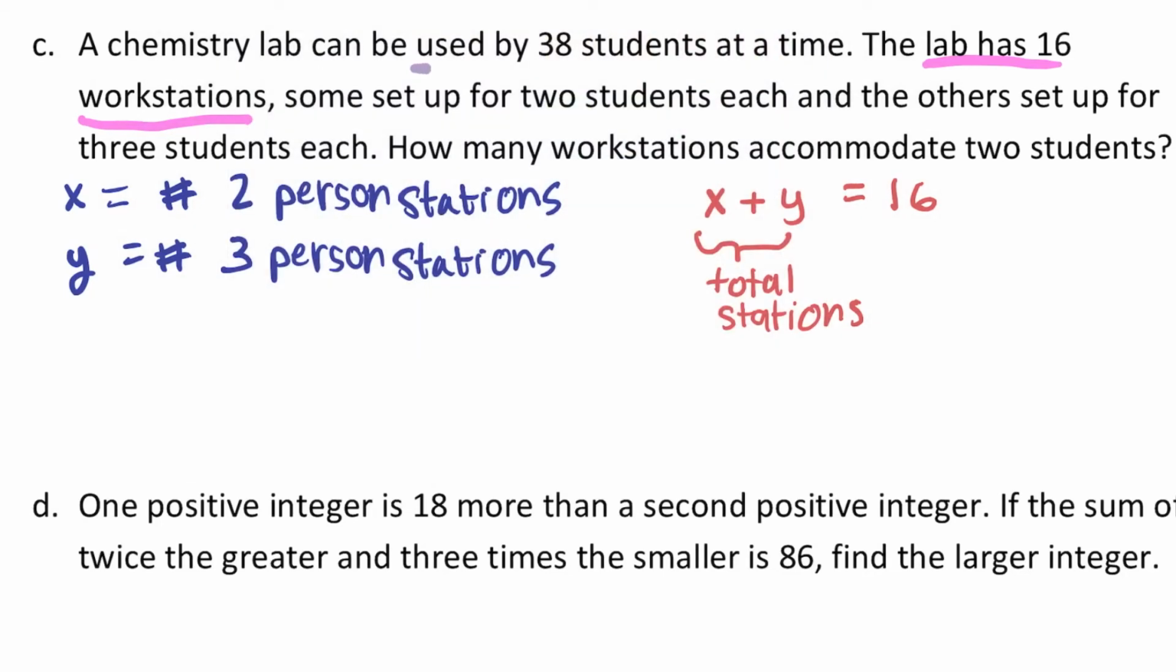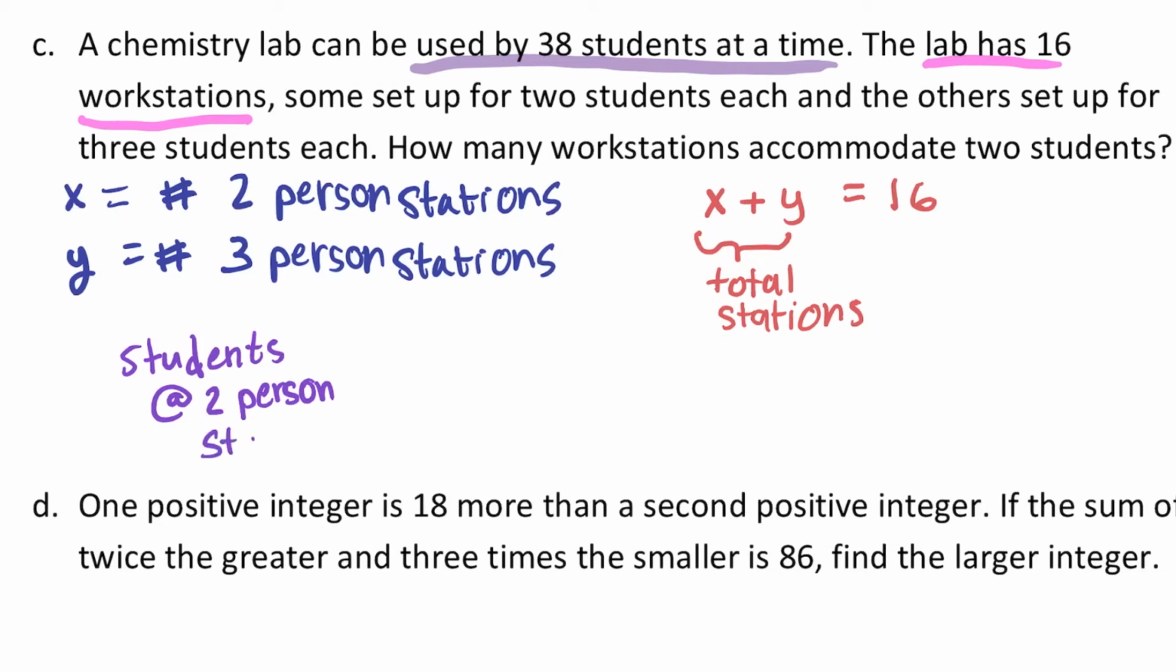If I look at my other fact, it says my lab can be used by 38 students at a time. So thinking about the number of students here is a little bit tricky. I've got the number of students that are working at my 2-person stations and some other students working at my 3-person stations. And if I put all of those students together, I should get a total of 38 students.